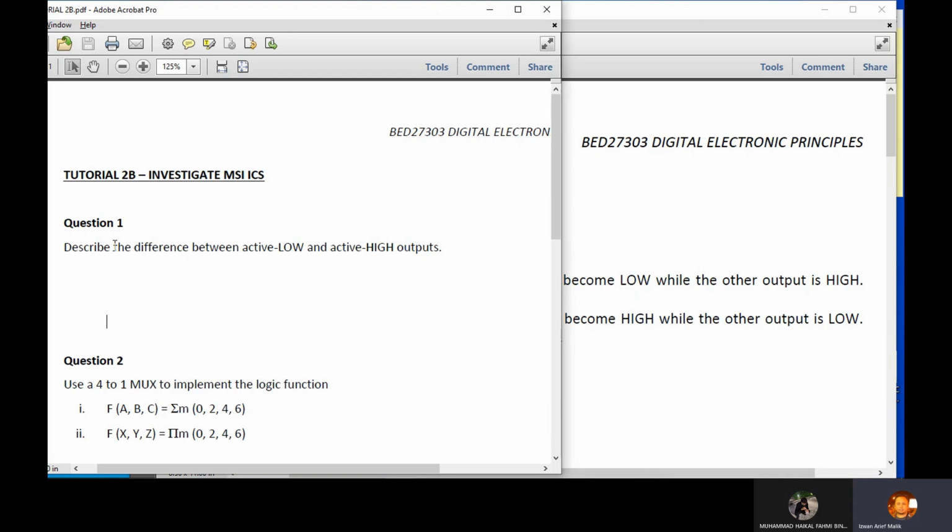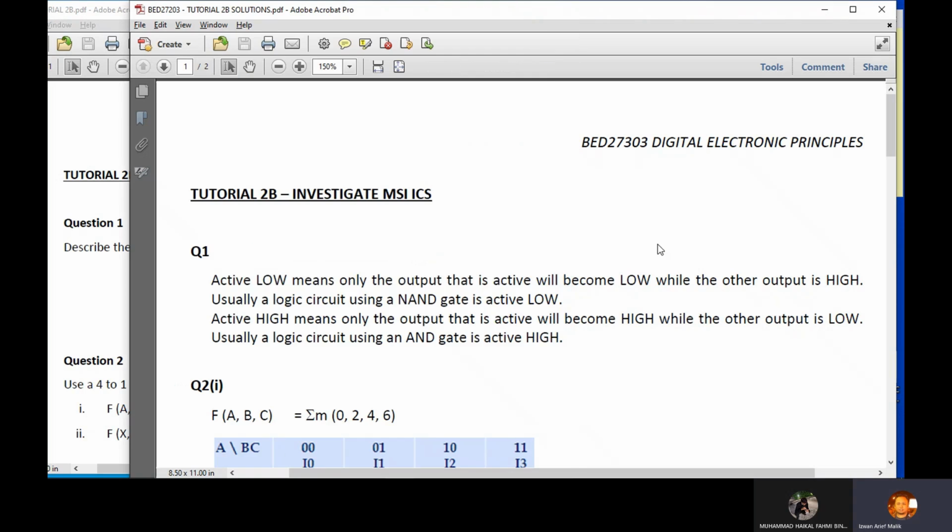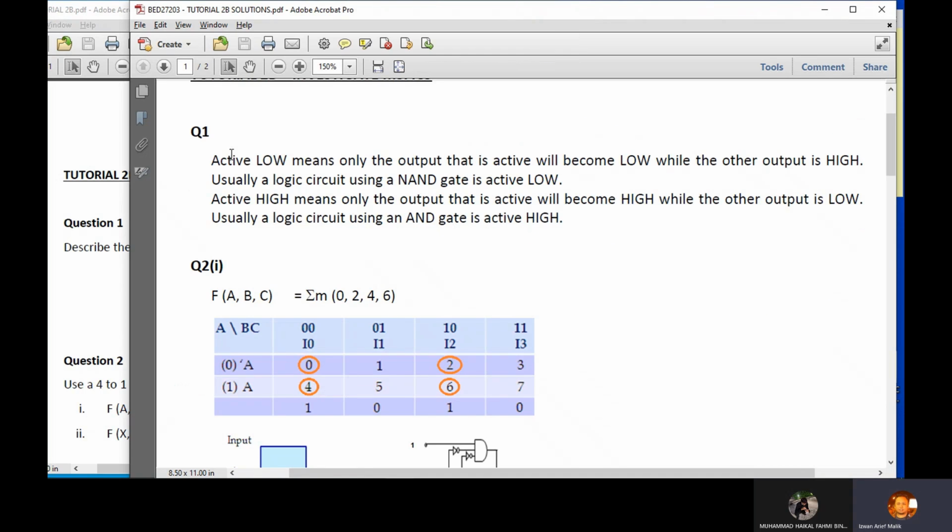Okay, first question, describe the difference between active low dengan active high outputs. So, ini saya ada terangkan lah. So, active low means only the output that is active will become low while the other output is high. So, usually a logic circuit using a NAND gate is active low.